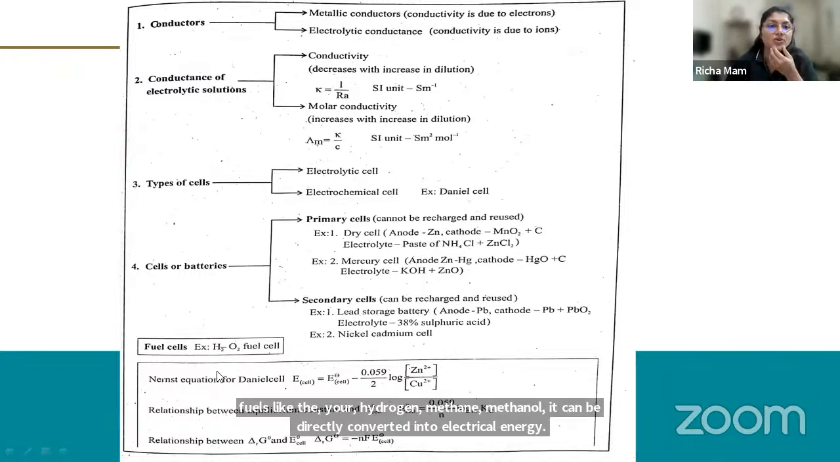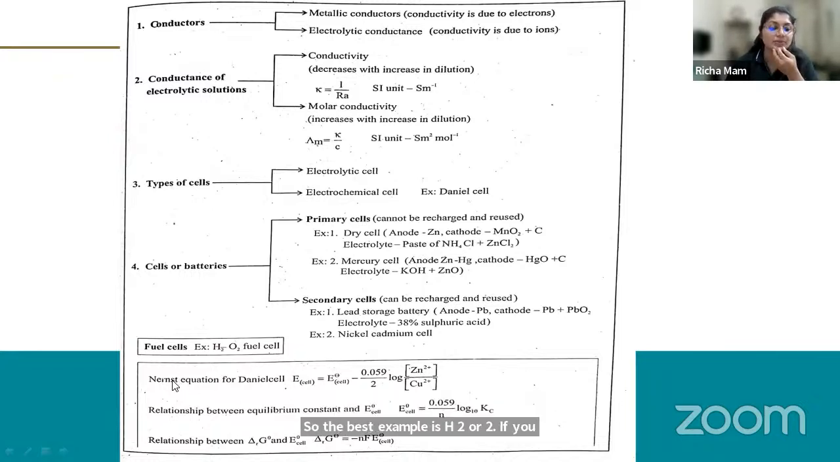The best example is the H2-O2 fuel cell, that is, the hydrogen oxygen fuel cell. So what are fuel cells? These are galvanic cells used to convert the combustion energy of fuels like hydrogen, methane, and methanol into electrical energy. The best example of a fuel cell is the hydrogen oxygen fuel cell. Remember this.